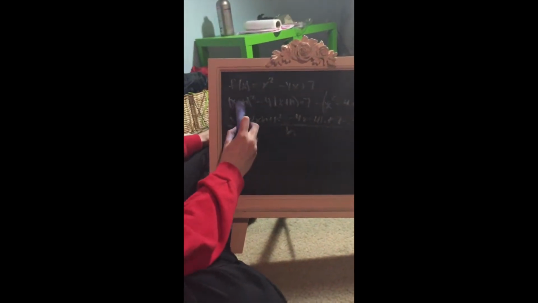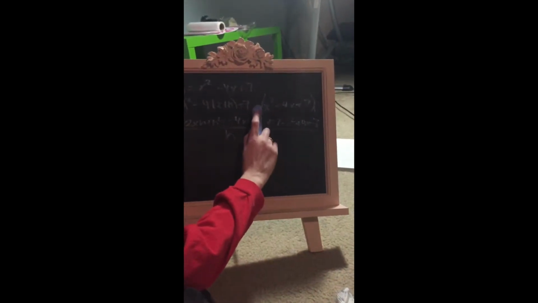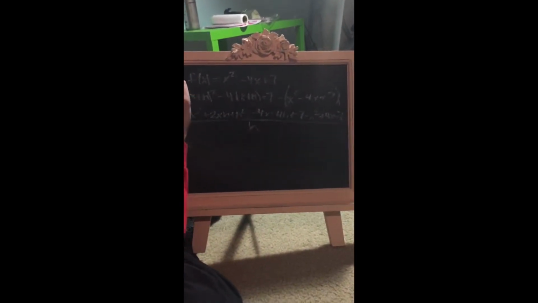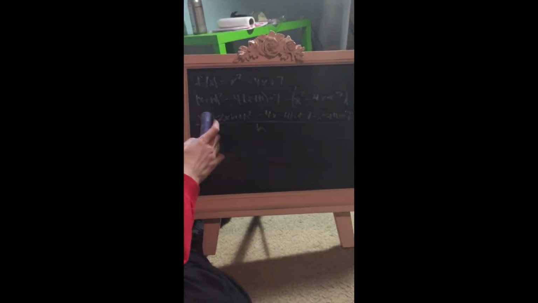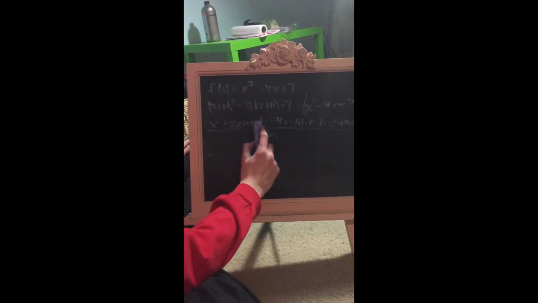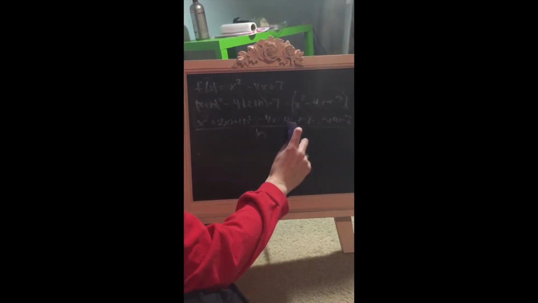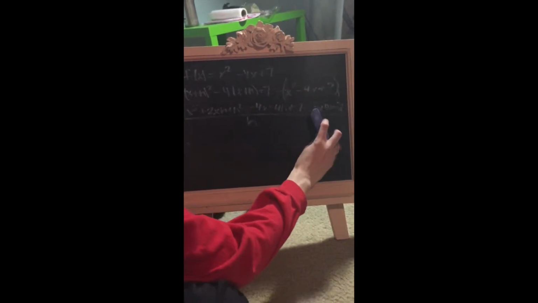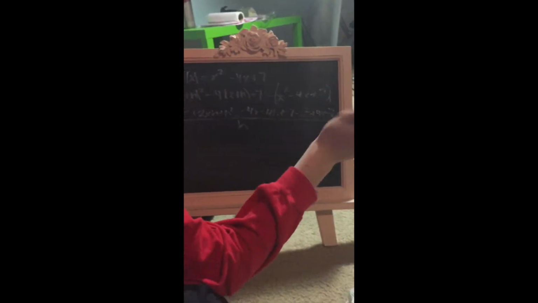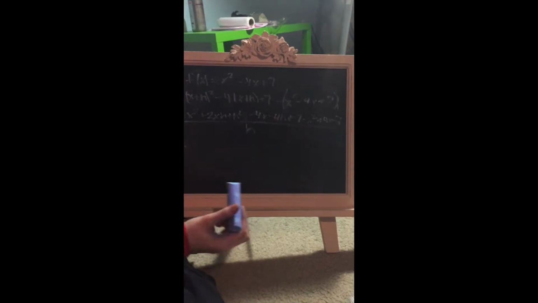Then you FOIL out x plus h, you distribute negative 4, and you distribute the negative sign, all together in one step. So that then you have x squared plus 2xh plus h squared minus 4x minus 4h plus 7 minus 2x minus x squared plus 4x minus 7 all over h.